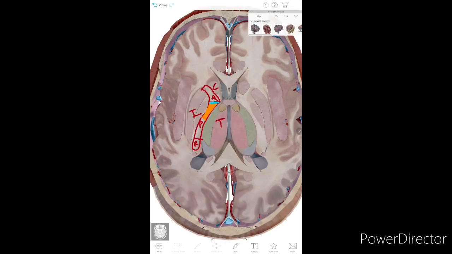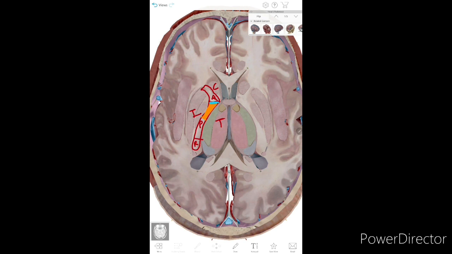Now we see the blue part, that is the genu. Through the genu, the corticopontine fibers pass. Now the orange area is the anterior two-third of the posterior limb of the internal capsule. From the anterior two-third of the posterior limb, the corticospinal fibers pass. This is the retrolentiform part.